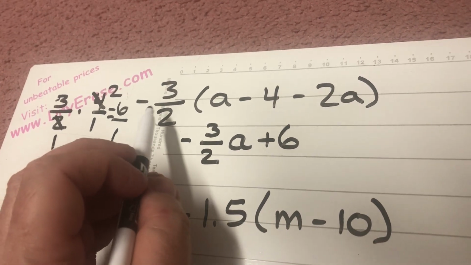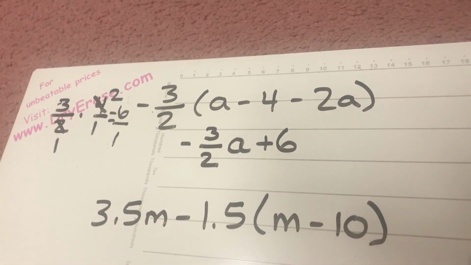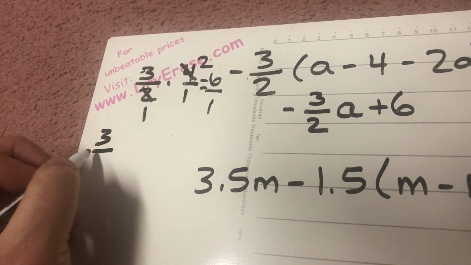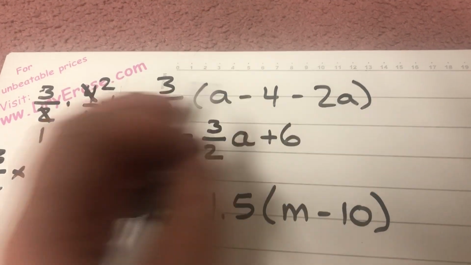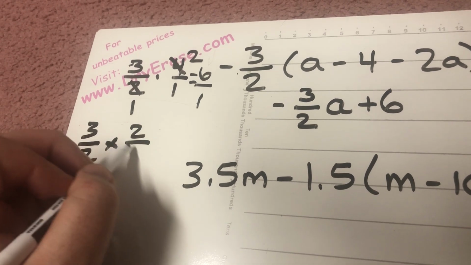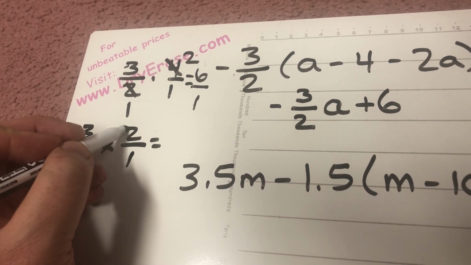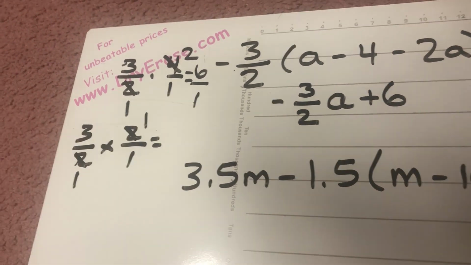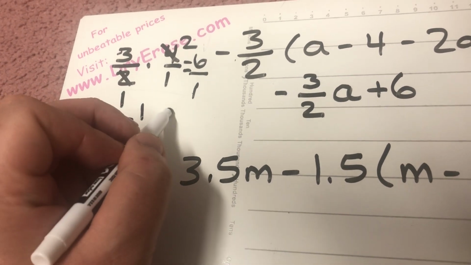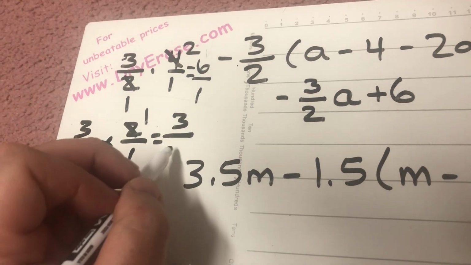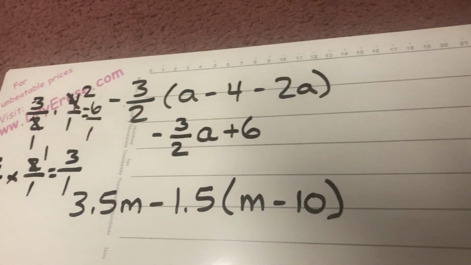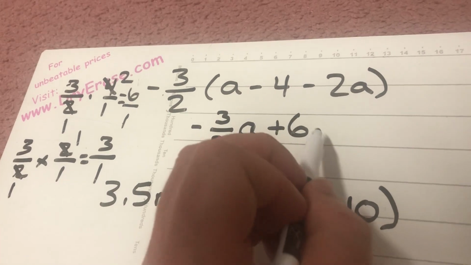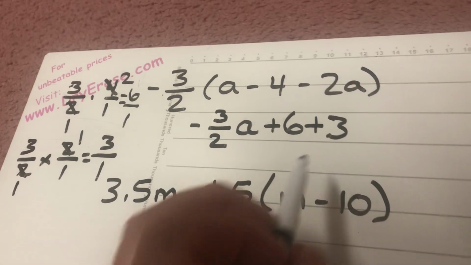I have the same thing over here, negative 3 over 2 times a negative 2a. So it's just going to be 3 over 2 times 2, which is going to be 2 over 1. Once again, I can cross-check a 2 and a 2 by dividing by 2. 2 divided by 2 is 1. 2 divided by 2 is still 1. 3 times 1 is 3. 1 times 1 is 1. I end up with 3 over 1, which I know is just 3. It's a negative and a negative, so it's going to be a plus 3a.